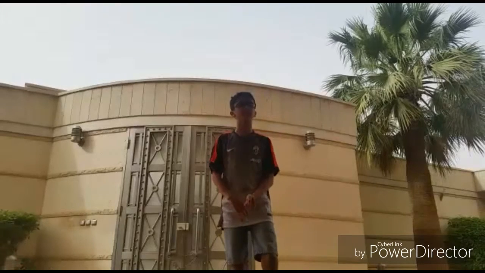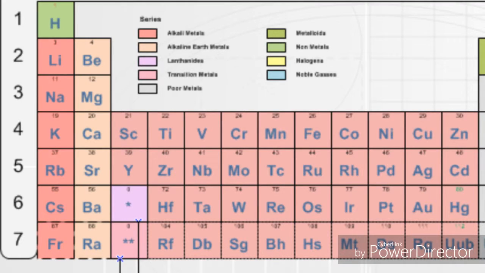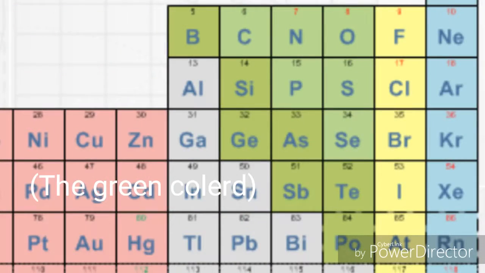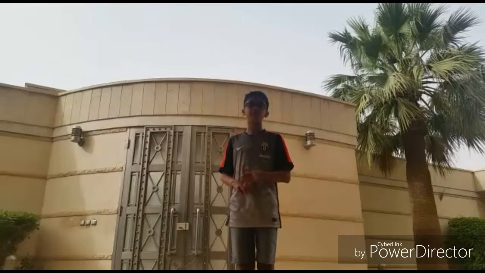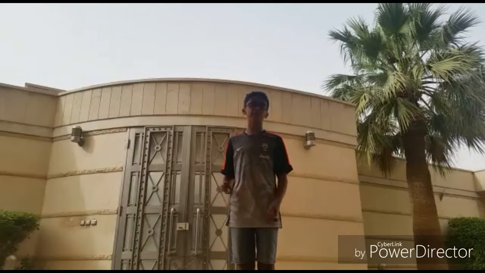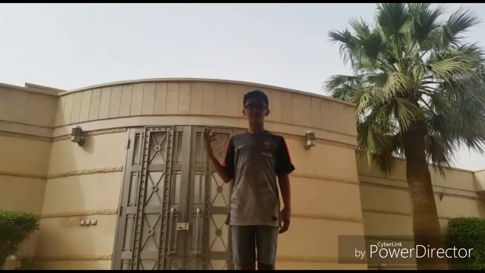The first type of element is the metal, like iron. The second type is the metalloid, which is known as like aluminium. And the third type is non-metals, which are known as gases, like oxygen and carbon.